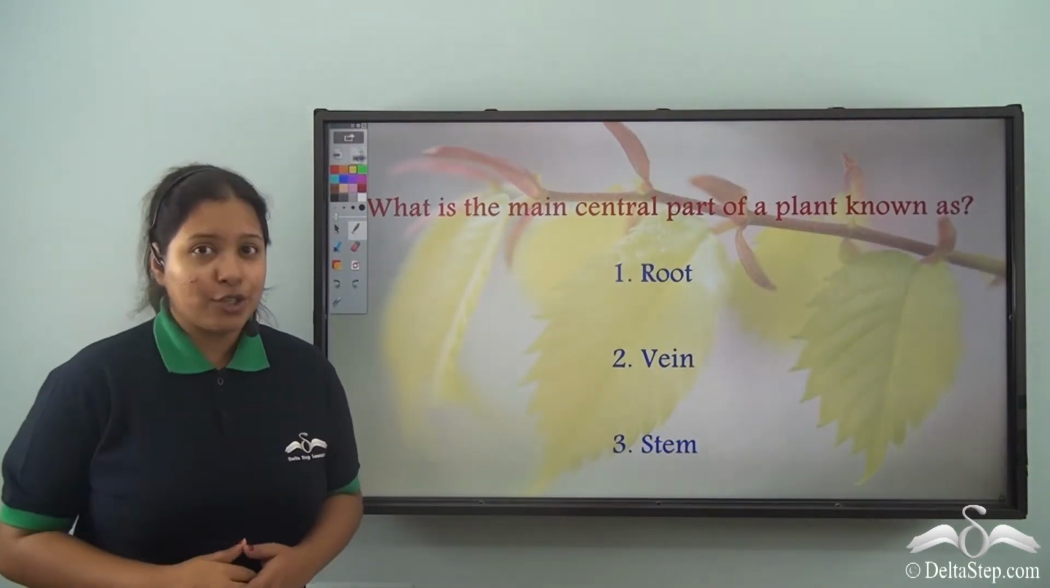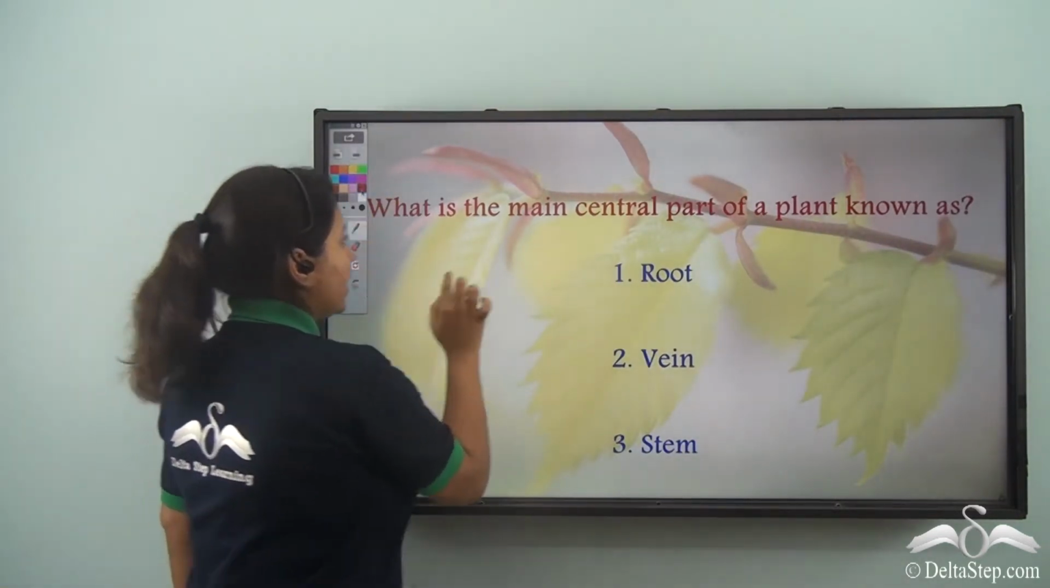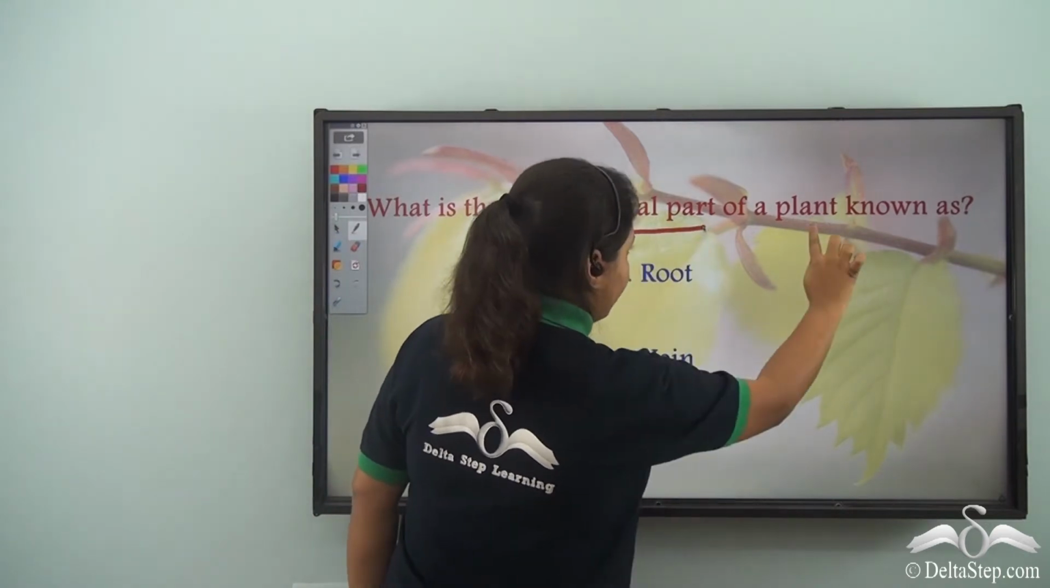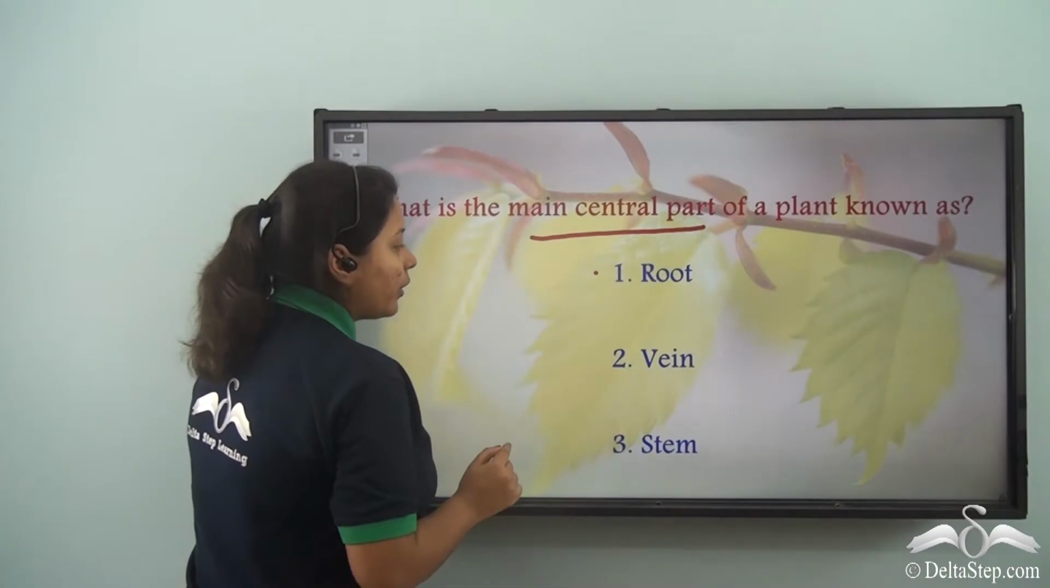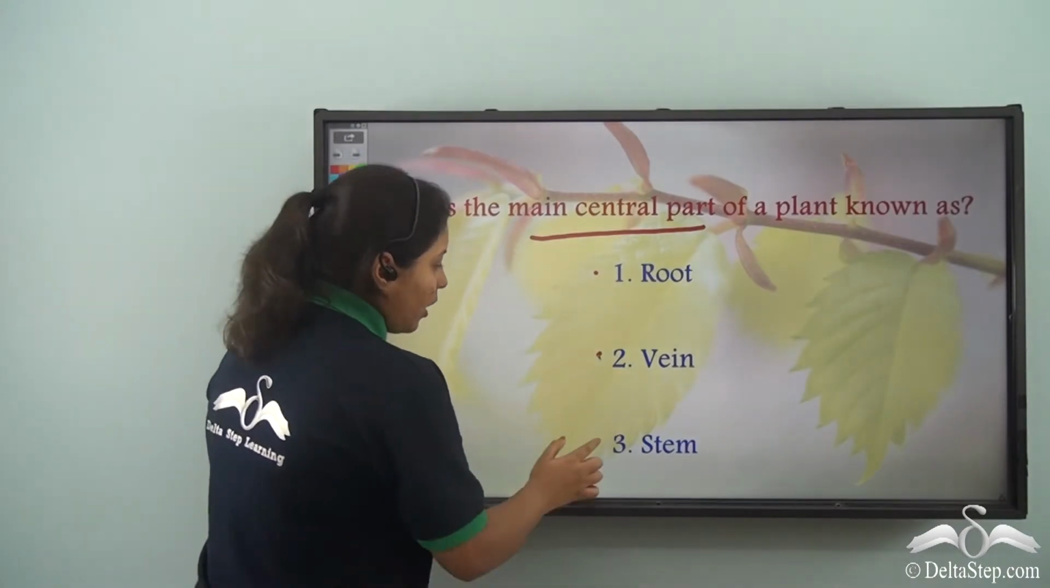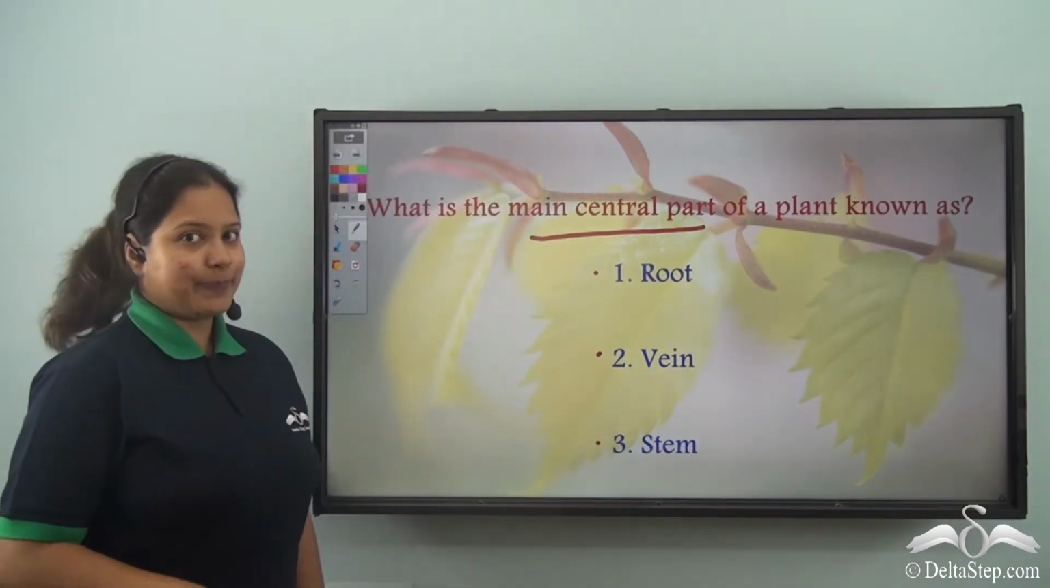So I have a question for you. What is the main central part of a plant known as? Is it option 1 root, or option 2 vein, or option 3 stem?